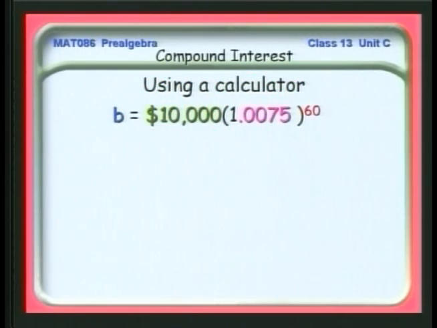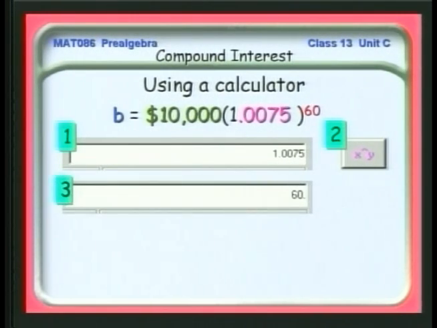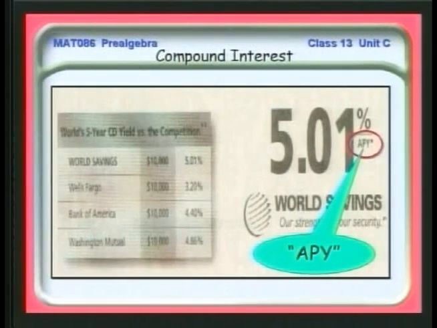For example, now I can do this using a calculator. The first thing I do is put in the 1.0075. Then I hit the X to the Y button, as I showed you before. Then I type in the 60, the power I raise it to. Then I hit the equal key, and finally I read the answer. Notice that it goes to a lot of decimal places, and I rounded that off to the nearest 2 decimal places, 1.57, and there's what I finally got.